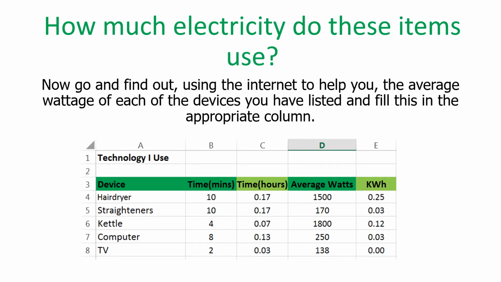So now that you have added in all of your timings for each activity, what I would like you to do is just use Google to work out the average wattage of each of the devices you've listed, okay, and then fill them in the average watts column on your spreadsheet. So as you can see, it says here that I've used a hairdryer for 10 minutes. So what I did was Google what is the average wattage of a hairdryer, and I got 1500 watts, so I put that value in the column. Okay, so if you go down to D3, average watts, and then I've just Googled and found the value of the average watts and placed them into the spreadsheet where appropriate.